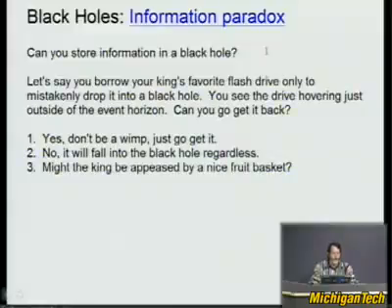Yes. One answer: just go get it. You must. You dropped the flash drive. You made a mistake. Go get it. No, don't go get it. Black hole's going to get it. Nothing good can happen there. Or might the king be appeased by a nice fruit basket? Then you won't have to even think about this.